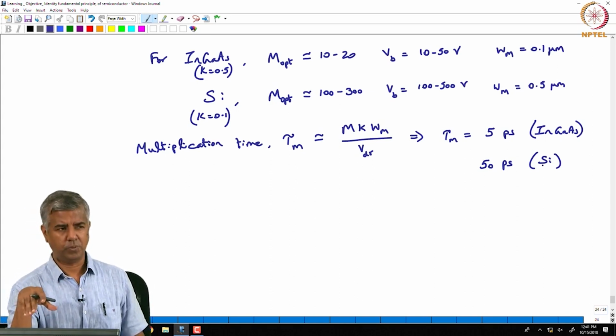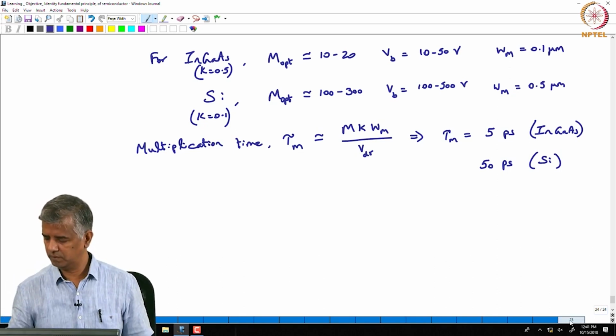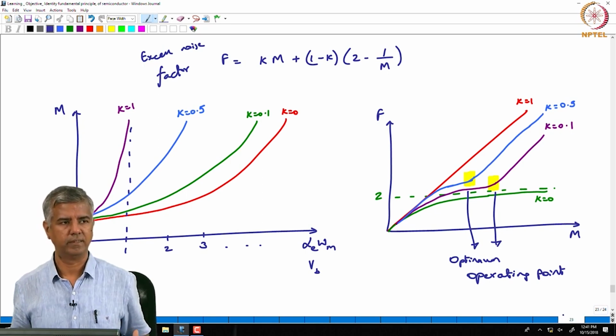Any questions up to this point? You guys understand this picture? Why there is actually an optimum value for gain? Yeah?